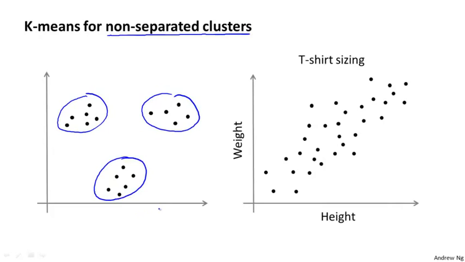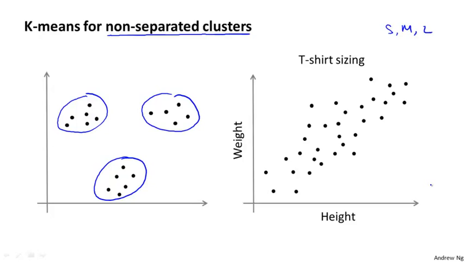Here's an example application to t-shirt sizing. Let's say you're a t-shirt manufacturer, and what you've done is you've gone to the population that you want to sell t-shirts to, and you've collected a number of examples of the height and weight of these people in your population. I guess height and weight tend to be positively correlated, and so maybe you end up with a data set like this, with a set of examples of different people's heights and weights. Let's say you want to size your t-shirts. Let's say I want to design and sell t-shirts of three sizes: small, medium, and large. So how big should I make my small, and how big should I make my medium, and how big should I make my large t-shirts?